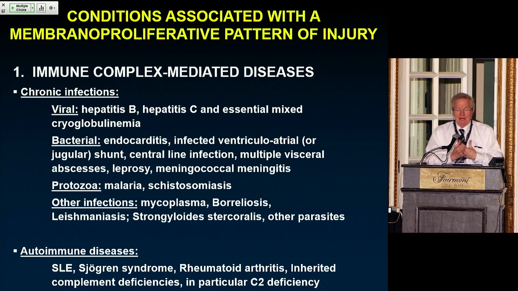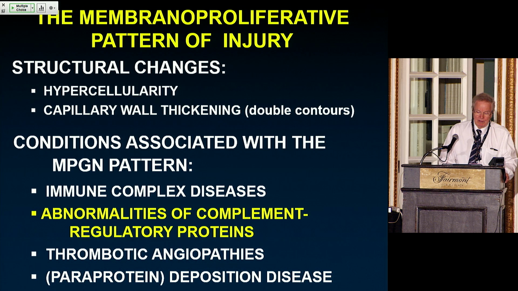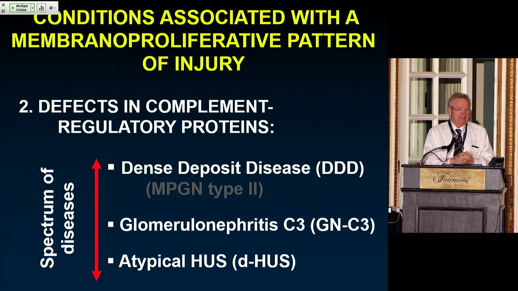So immune complex mediated diseases can give you the membranoproliferative pattern of injury when the process persists, when the pathophysiology persists. And again, persistent viral infection, persistent bacterial infection, protozoal infection, other infections. And of course, the second group, autoimmune diseases, similar to what we discussed in the diffuse proliferative pattern of injury. The second group of diseases with activation of complement, but this time via the alternative pathway, are basically three diseases. Dense deposit disease, glomerulonephritis C3, and atypical HUS.